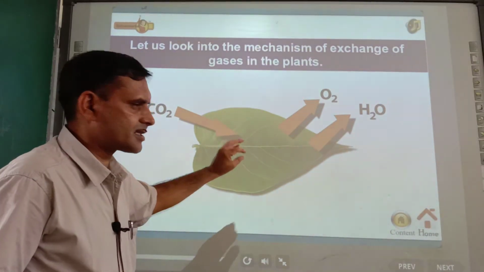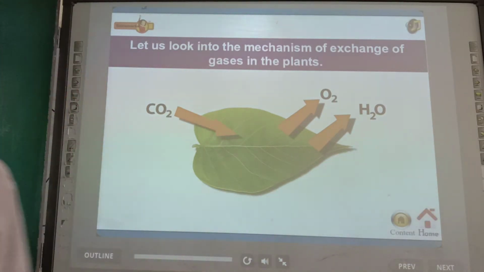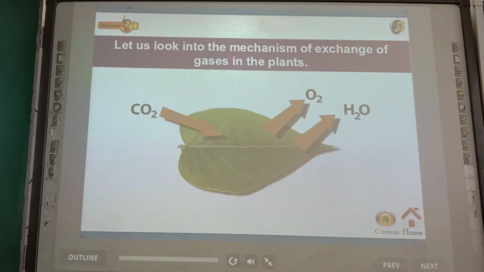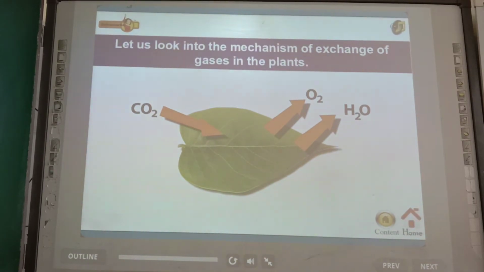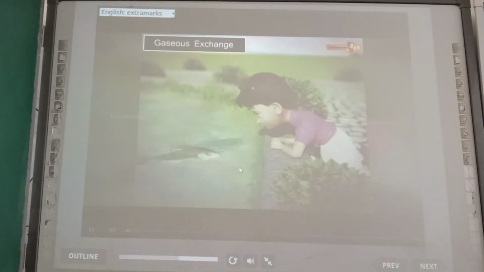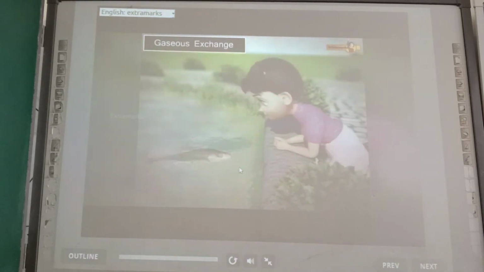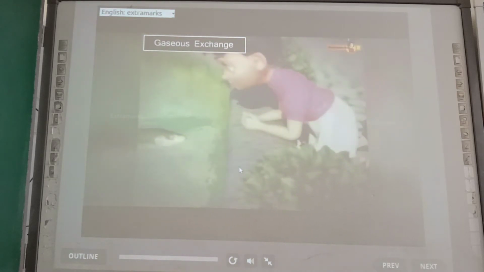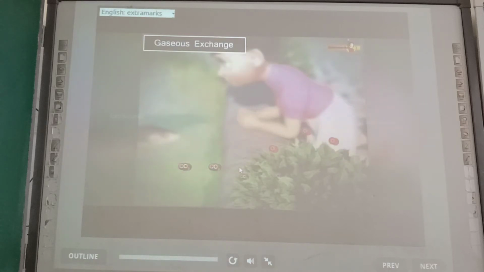And now just see, in living systems, the exchange of gases takes place through diffusion across a surface. In plants, the exchange of gases occurs during photosynthesis and respiration.